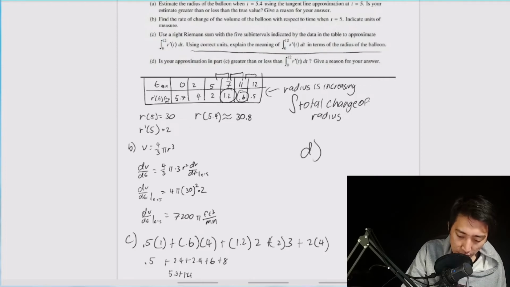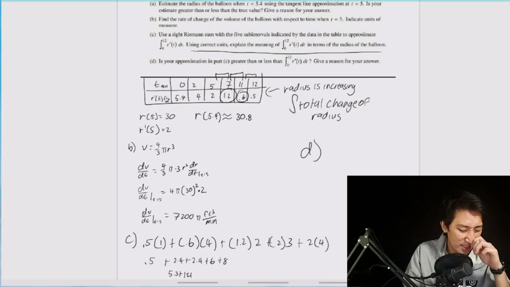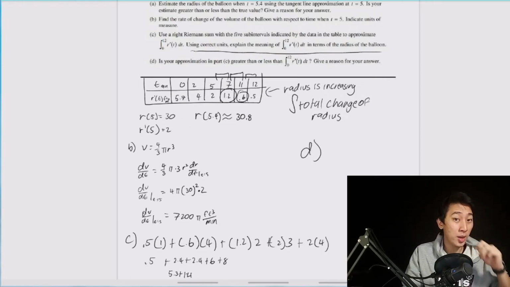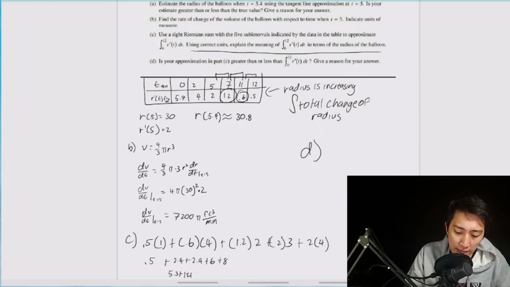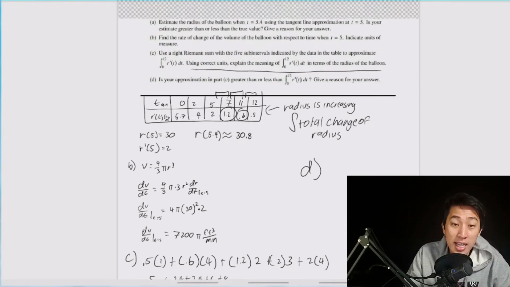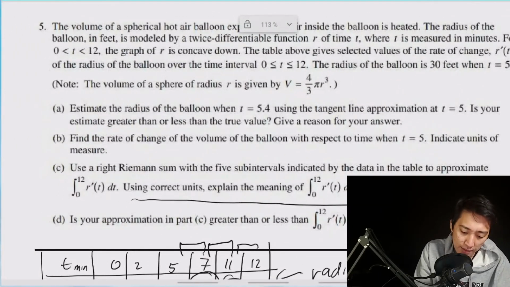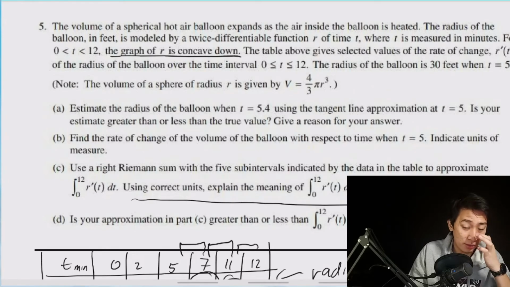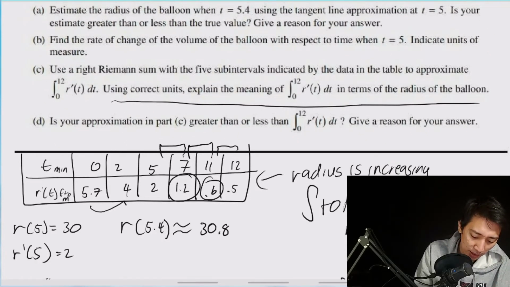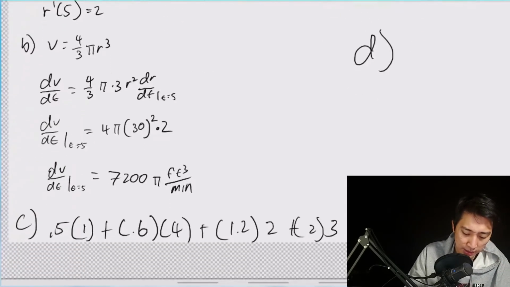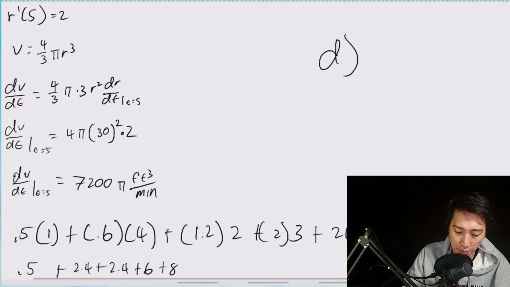D, it says, is your approximation greater than or less than the actual? So it's saying we're comparing the two. Is it greater than or less than the actual? Now, I read through this, and there's a key that tells you whether it's above or below. It's concave down, number one. And number two, if you look at this, my numbers are constantly decreasing. Now, here's why that's important.